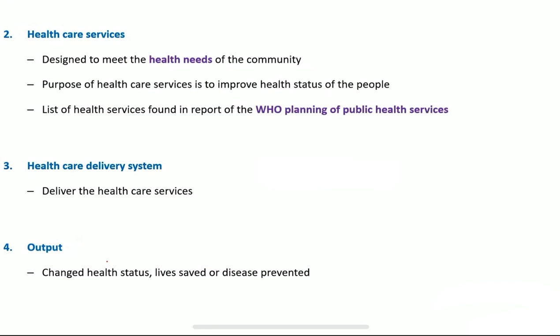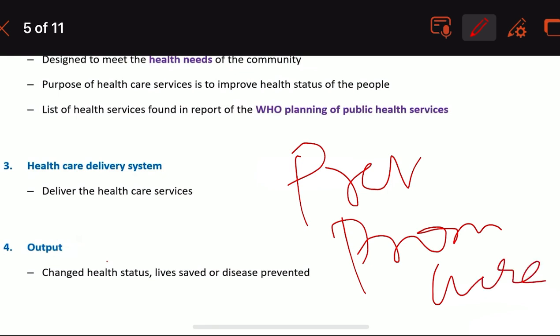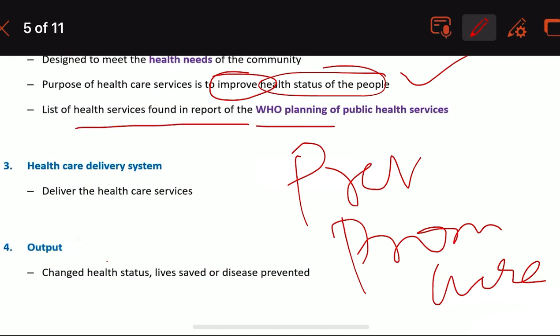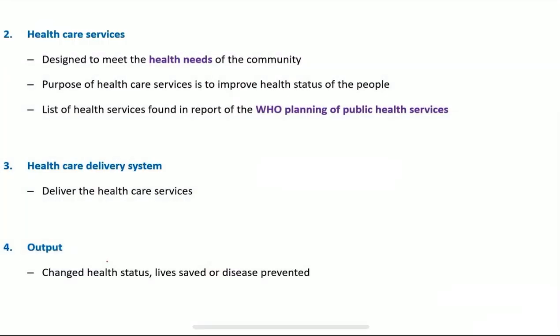Now, the healthcare services, what did we study? Preventive, promotive, curative. The purpose of healthcare service is to improve the health status of the people. Why do we have this preventive, promotive, curative healthcare service? It is to improve the health status of the population. The list of health services is found in the report of the World Health Organization, planning of public health services. So we have this list of services. Clear guys?